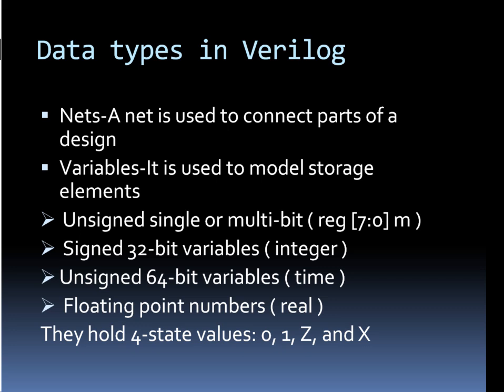Then we have real. A real variable can store floating point values and can be assigned the same way as integer and reg. The keyword is real and the default value of real is 0. And all of these can hold four-state values, that is 0, 1, z and x. 0 is false condition, 1 is true condition, z is high impedance, and x is don't care, or it doesn't contain any value. Okay, let's move on to the next slide to see the different kinds of data types in SystemVerilog.